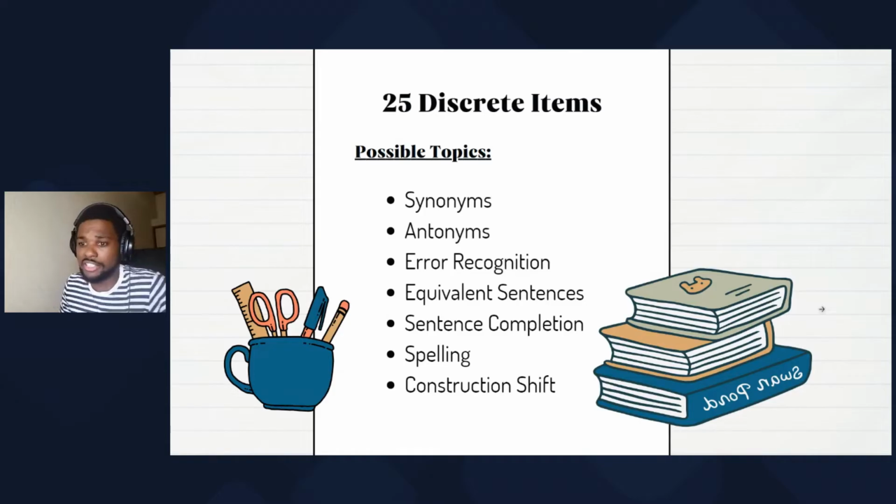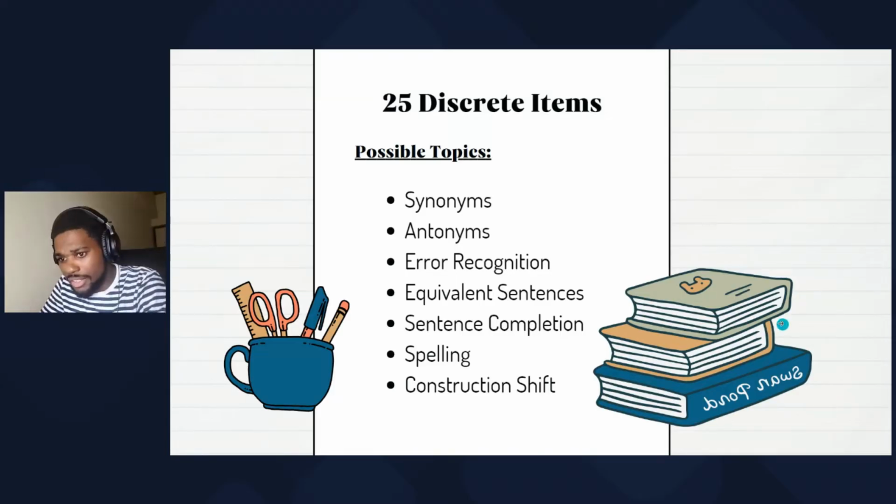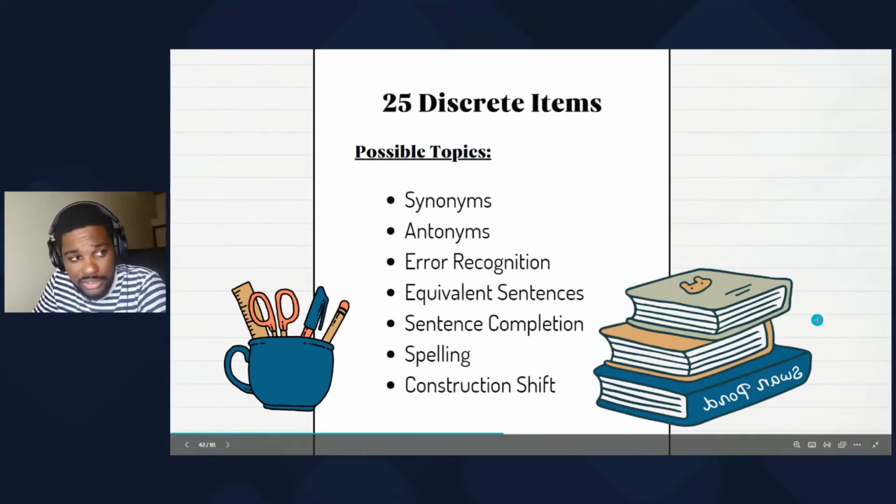So the discrete items, this is where you'll have questions on stuff like synonyms, antonyms, your error recognition, equivalent sentences, sentence completion, spelling, construction shift. These more grammar kind of questions, these are the 25 discrete items. So almost half of the paper is just grammar stuff, diction stuff, word choice stuff, right? So that's 25 questions. We call these the discrete items.